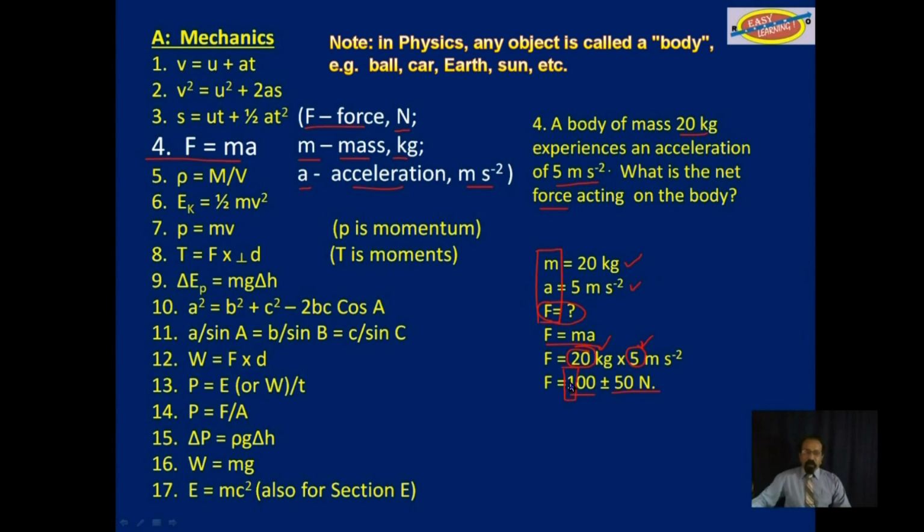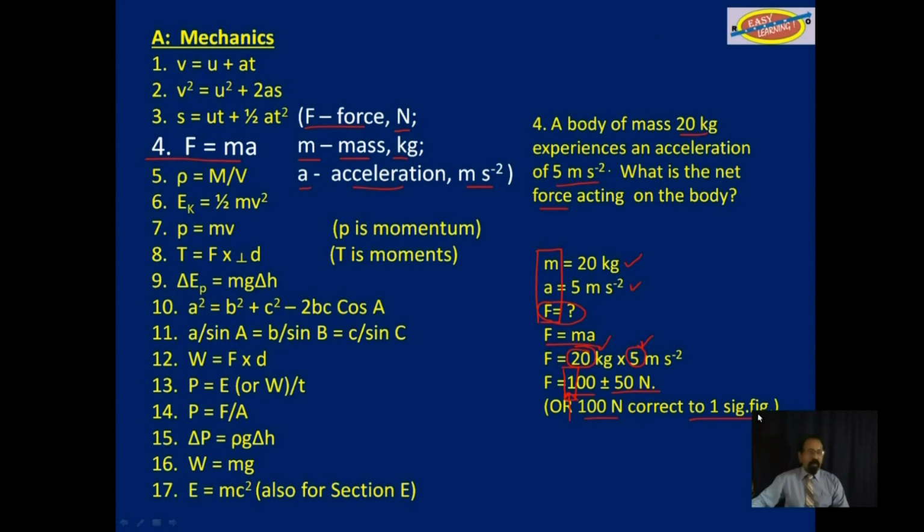So if we write 100 and leave it like that, CXC will accept it. But it is better to write 100 plus or minus 50 newtons, which signifies that you are rounding off at this hundreds position. Or you could say 100 newtons correct to one significant figure. That's one example using that formula.